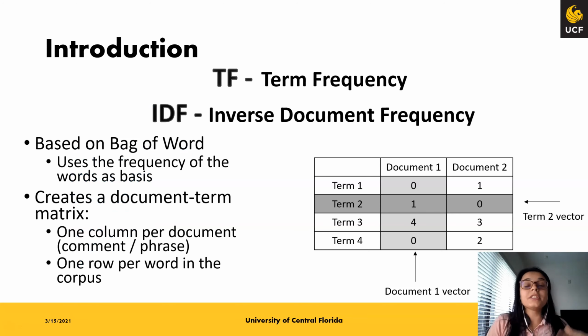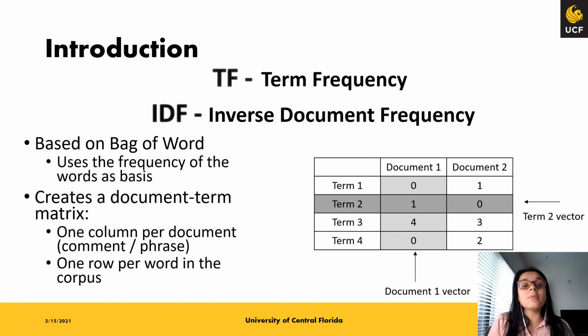TF stands for term frequency and IDF stands for inverse document frequency. So we have the TF-IDF, that is the term frequency inverse document frequency. It's based on bag of words and uses the frequency of the words as a basis. So as we said, we're going to have the term frequency. That's the same thing as saying that that part is the bag of words. It's where we get the word frequency, and it's exactly the same thing the bag of words does. So the TF part we already know. And the IDF, it's the inverse document frequency, and we're going to check that a little bit later.